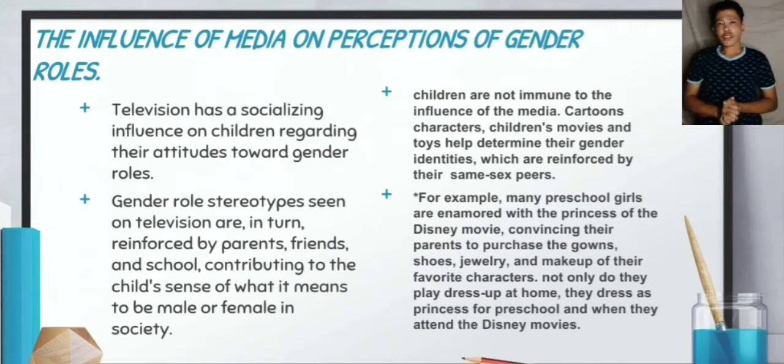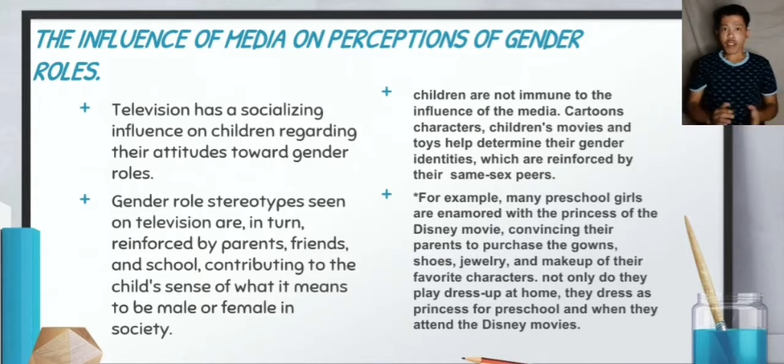Influence of media on perception of gender roles. Television has a socializing influence on children regarding their attitudes toward gender roles. Gender role stereotypes seen on television are, in turn, reinforced by parents, friends, and school, contributing to the child's sense of what it means to be male or female in society. Children are not immune to the influence of the media. Cartoon characters, children's movies, and toys help determine their gender identities, which are reinforced by their same-sex peers.